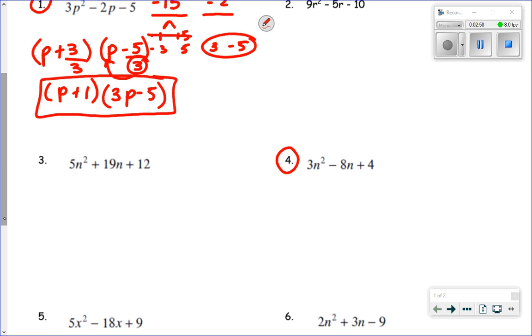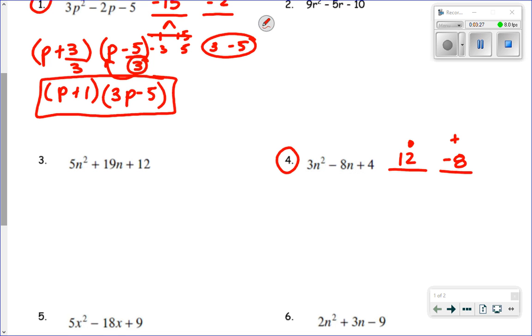Okay, now we're going to do number 4 together. So you'll have to do 2, 3, 5, and 6 on your own. Number 4, we've got 3n squared minus 8n plus 4. So I'm going to draw my blanks again. Okay, first step is to pull out a negative sign that is out front. We don't have one. So now we can multiply a times c. 3 times 4 is 12. And then we write our middle term in the second blank.